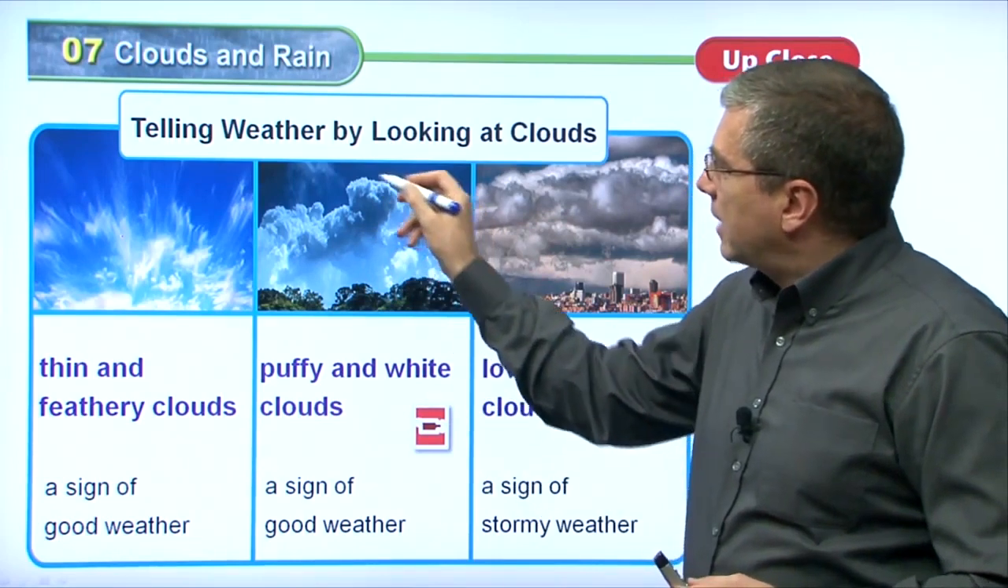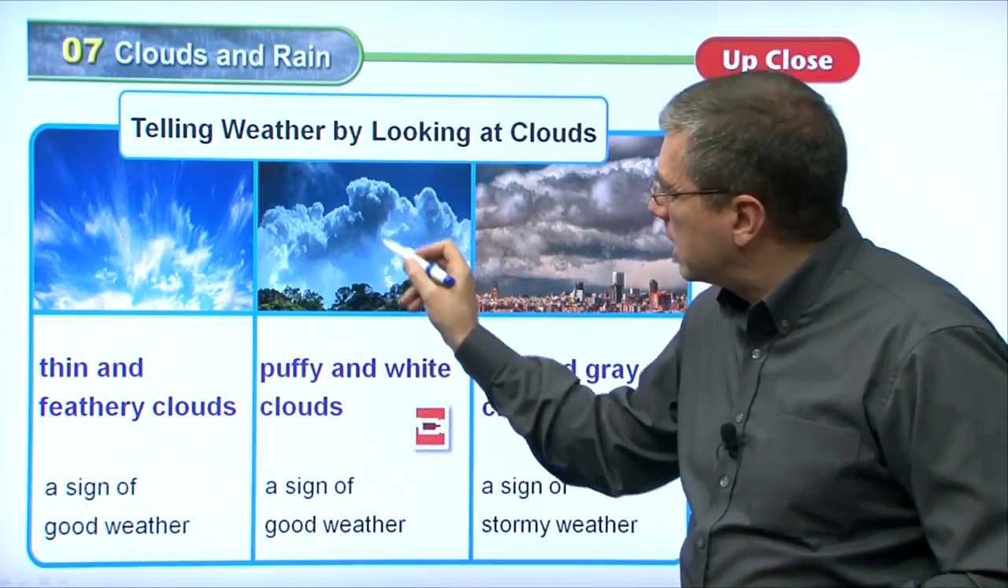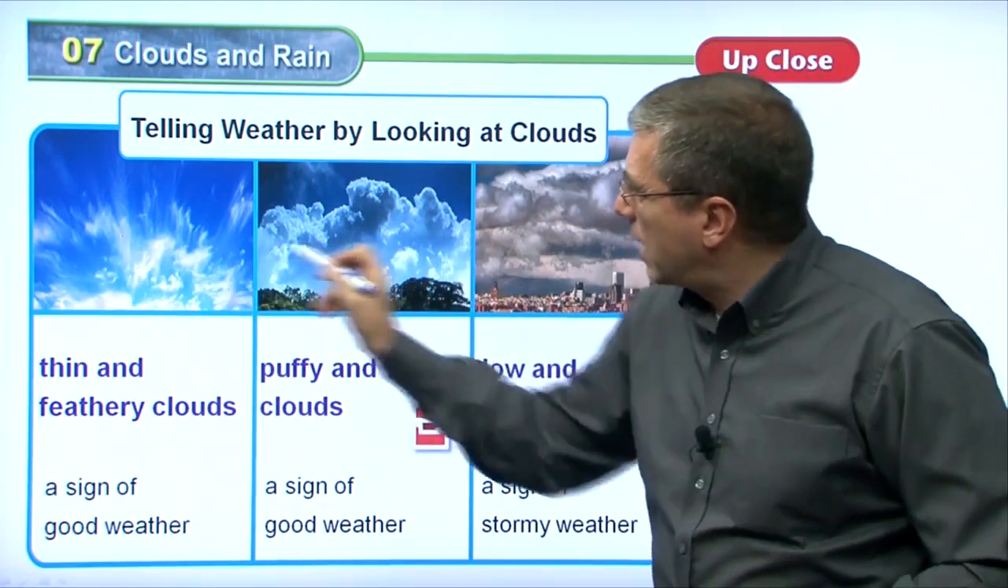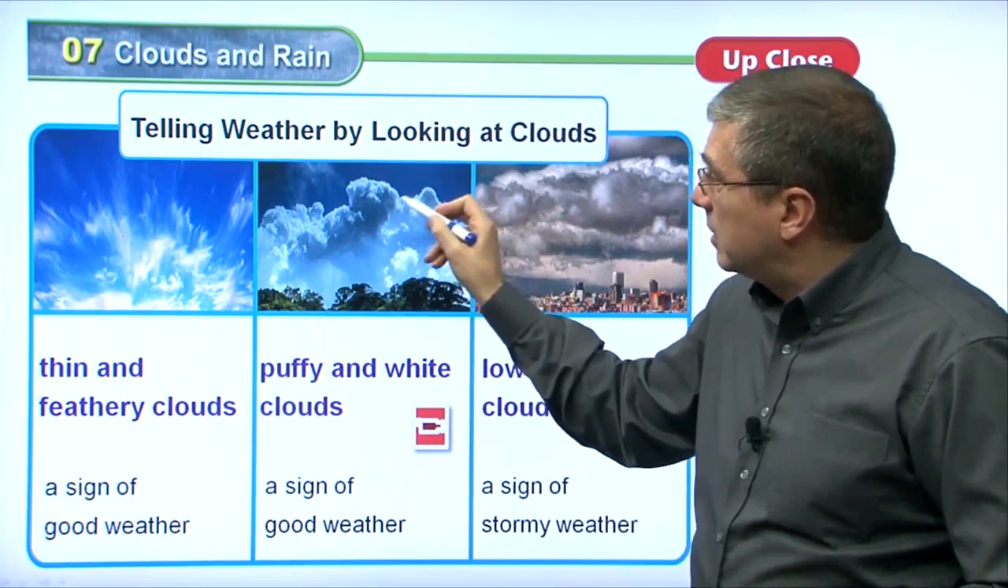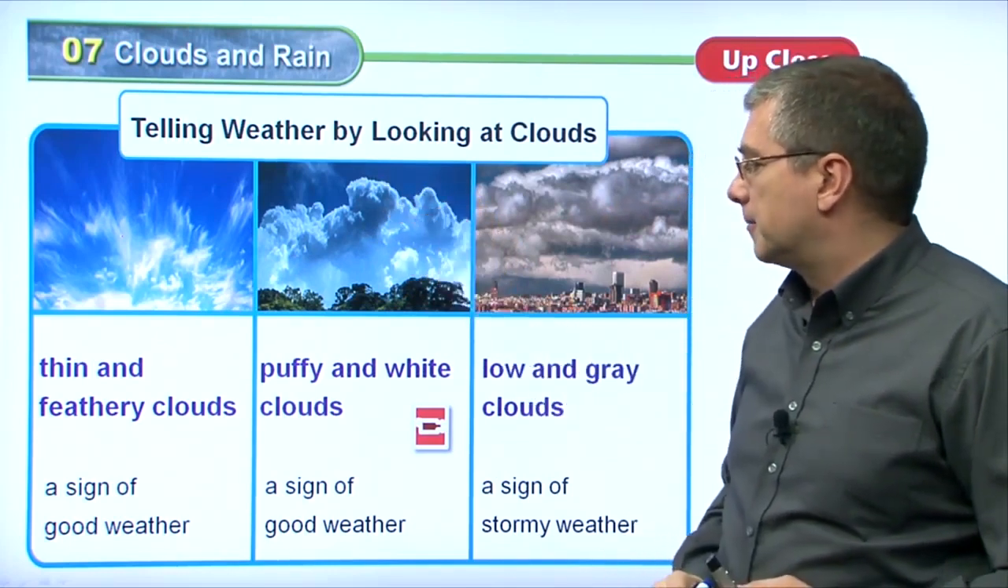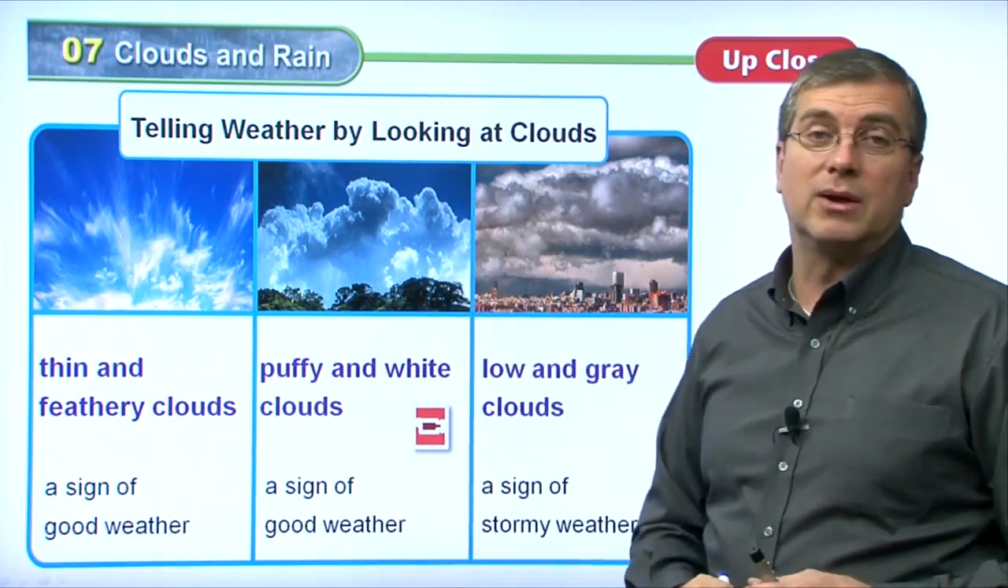Puffy, having the shape, and white clouds. They're white, but they're also gray underneath, right? So we're changing from very white to a little bit darker color underneath. They're very white where the sun hits them, but underneath they're a little bit darker. This is also a sign of good weather. Okay, so we still have good weather in this case.